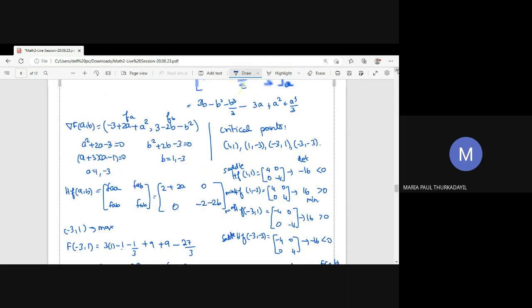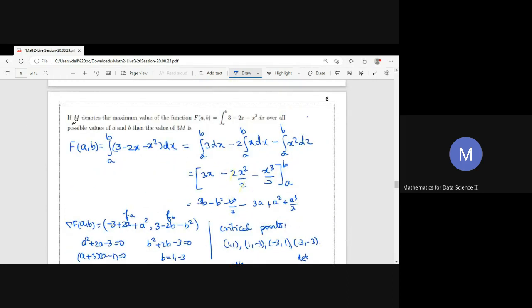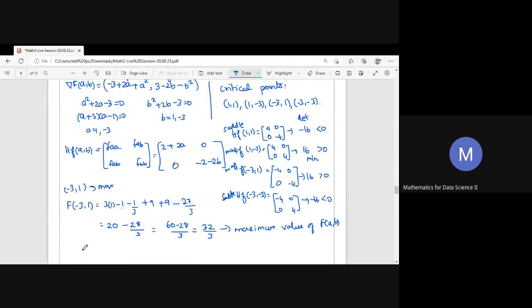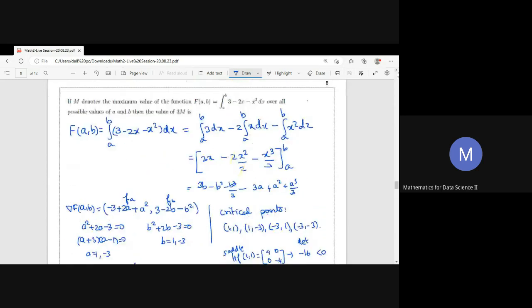Now let us look at the question again. If m denotes the maximum value of the function over all possible values of a and b, then the value of 3m is asked. So your m is equal to 32 by 3, so your 3m is equal to 32. Okay, is this fine? Yes.